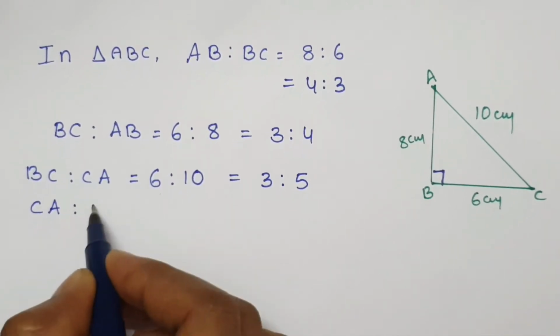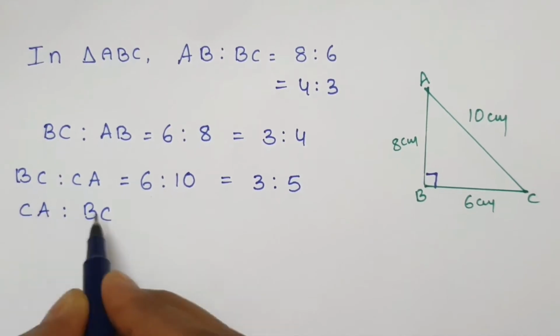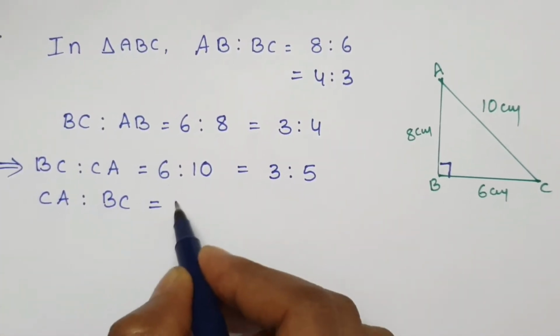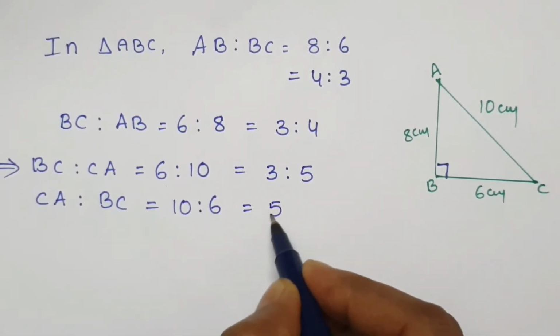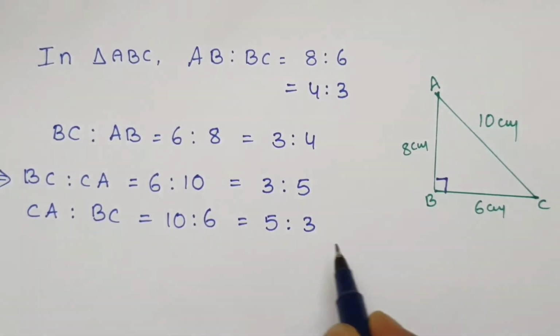Another one. CA is to BC. Reverse, right. CA is to BC means 10 is to 6. Now 2 table cancellation. 2 5s, 2 3s. 5 is to 3.